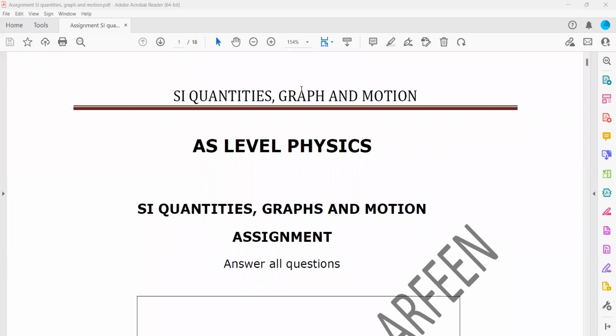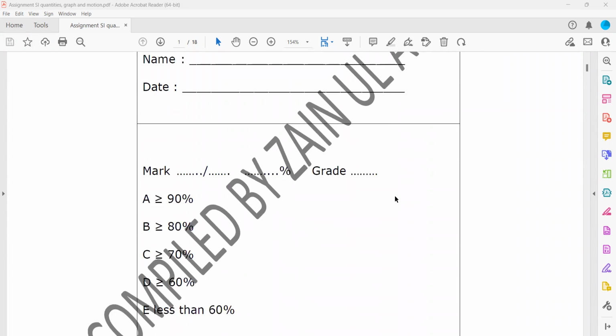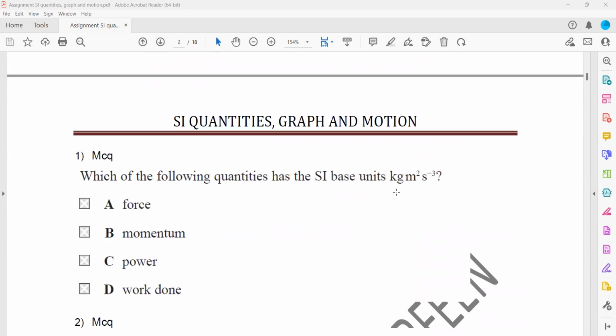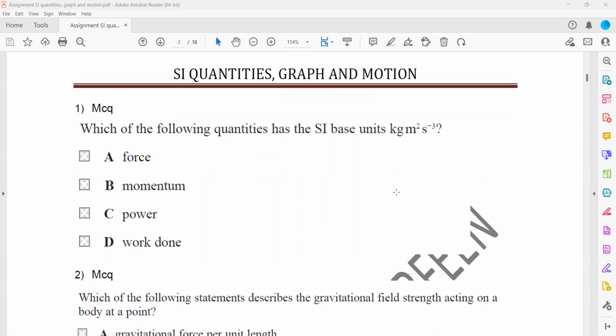So, SI quantities, graphs, and motion of an object. Question 1. Which of the following quantities has SI base unit kilogram meter squared second raised to power minus 3?